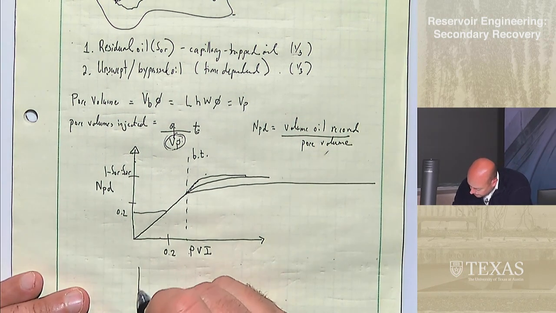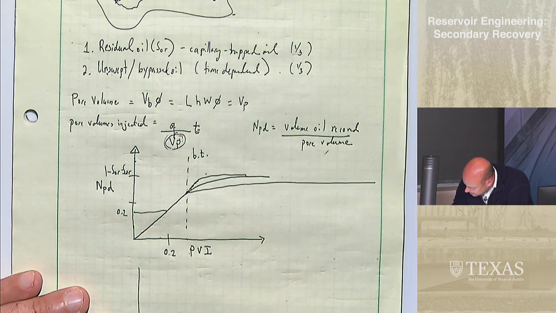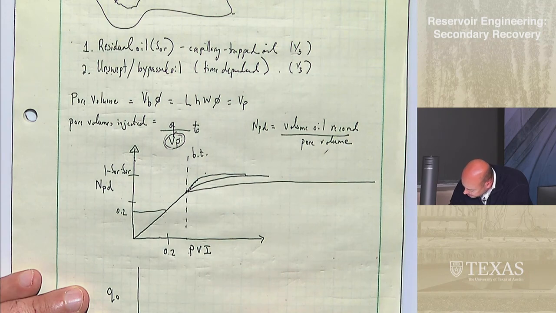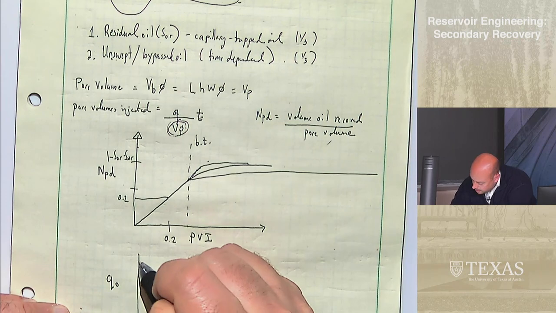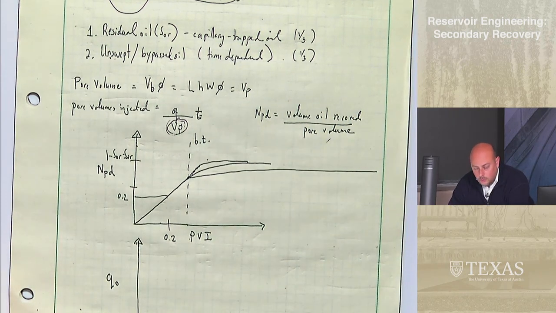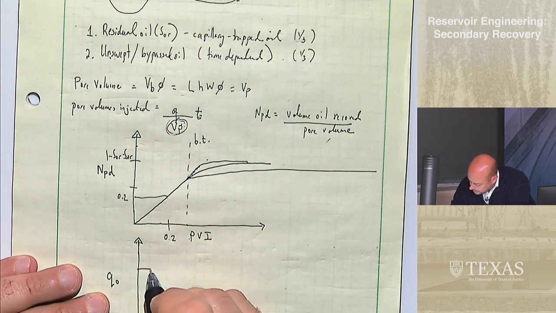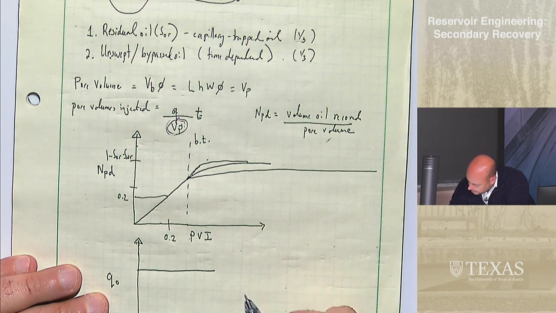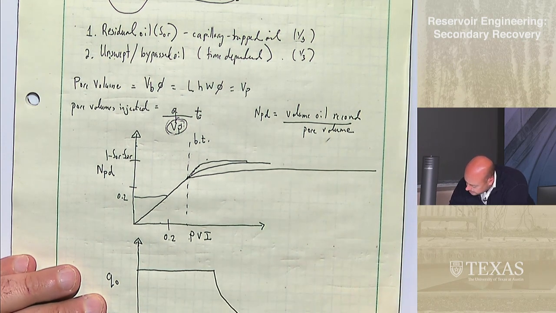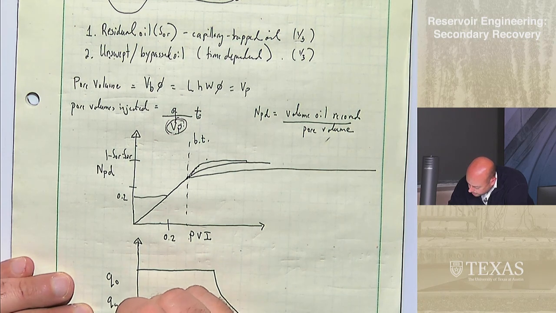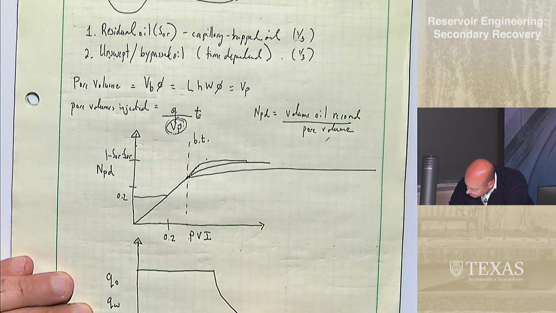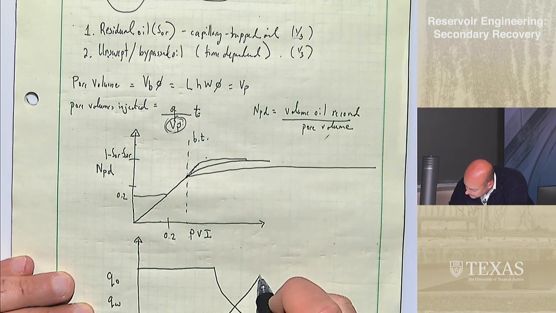If I were to plot the oil rate versus time, or dimensionless time, I should say. Well, if I'm injecting at a constant water rate, then the oil rate might be constant. And then all of a sudden, the oil rate will decrease. Or likewise, the water rate, Q_W, will be zero till a breakthrough time, and then it will increase. Okay.